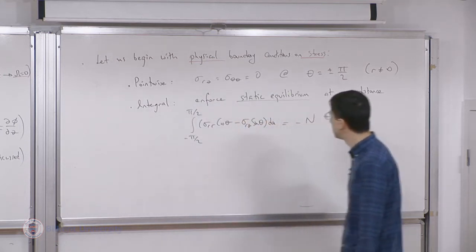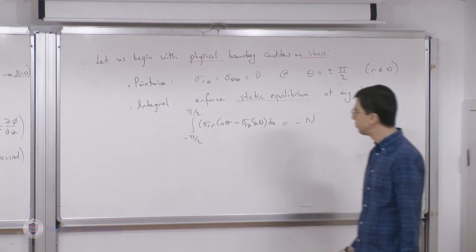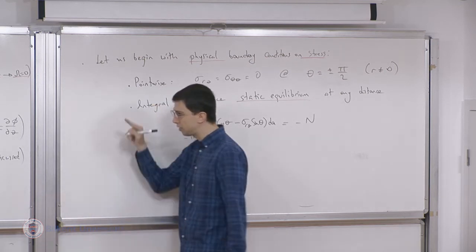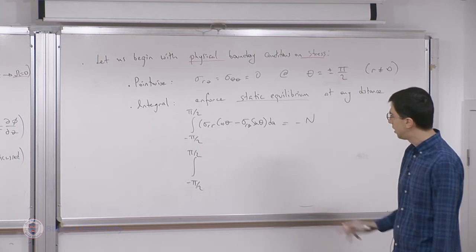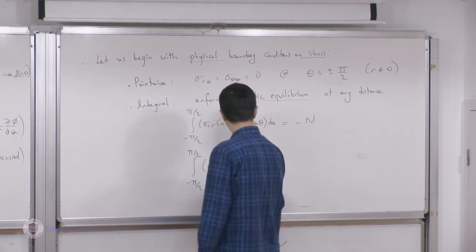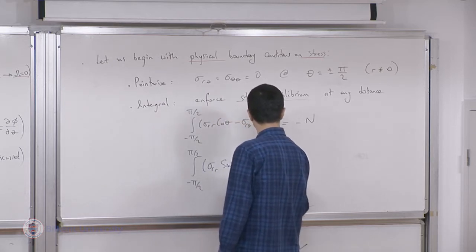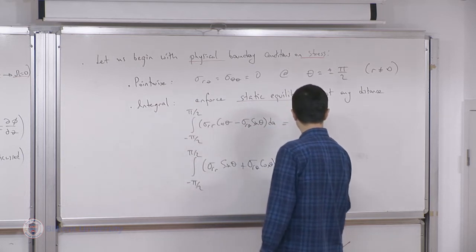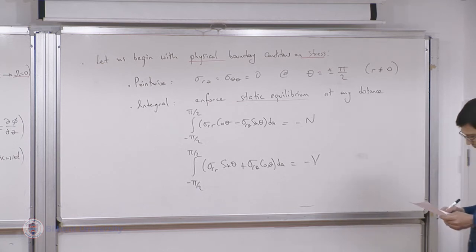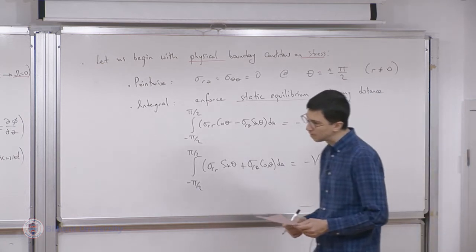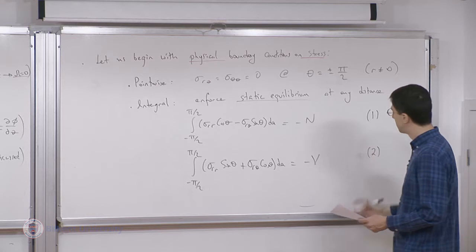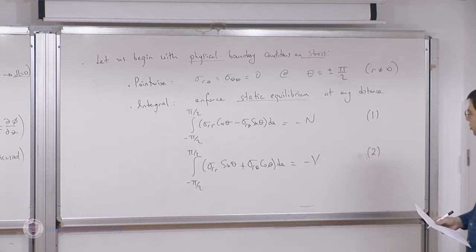And the integral of dA should be equal to minus... And likewise, if I integrate from minus pi over 2 to pi over 2, so I'm integrating on the dotted semicircle, the horizontal components, which is sigma rr sine theta plus sigma r theta cosine theta dA, that should be equal to minus v. So we have equilibrium. Okay, so I'm going to call this equation number 1. I will refer to it soon. And the second one, condition number 2.